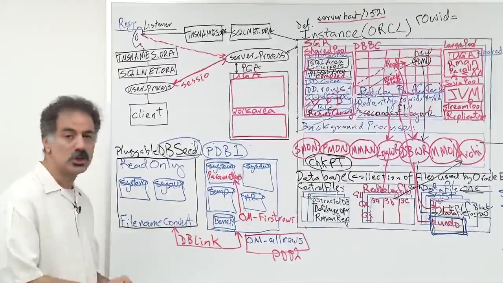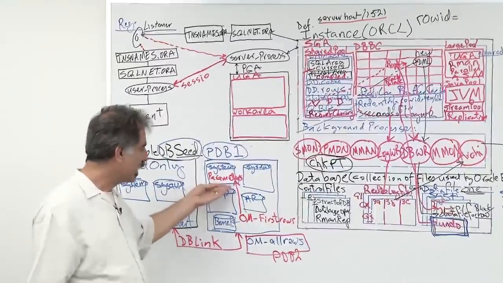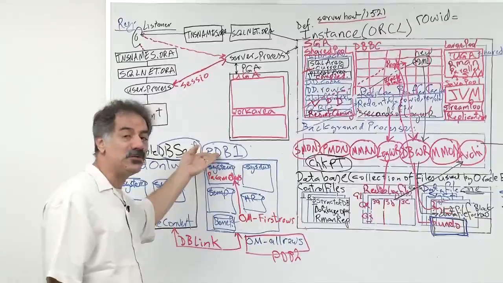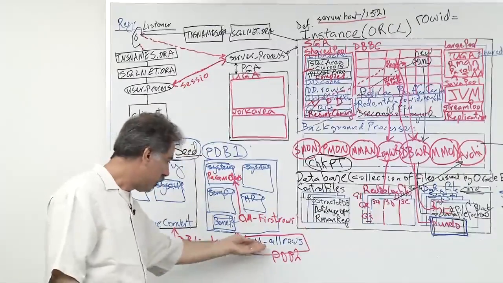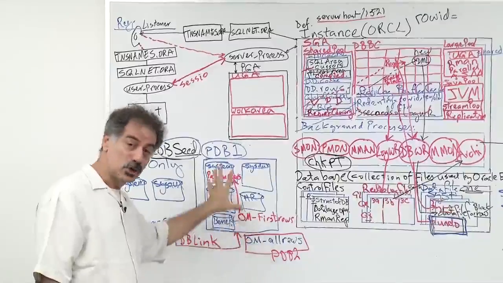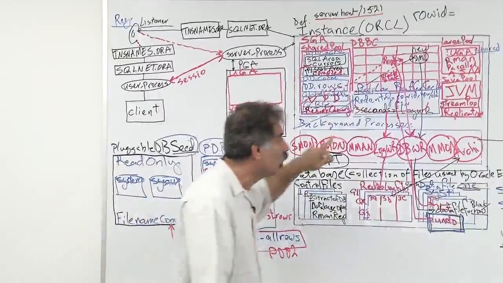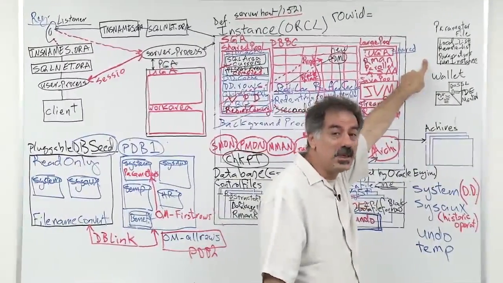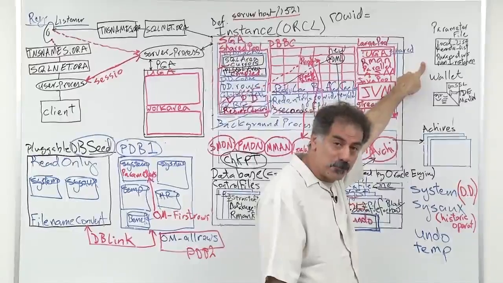So when the users connect, now these parameters become my PDB default. These parameters become PDB2 default. If a PDB does not have the parameter, then it will pick up the default from the CDB, from the container.